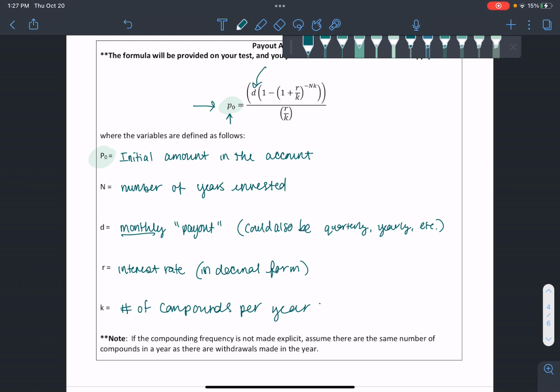It looks a little different. The formula itself looks a little different. But other than that, not that much different, right? So how do you know when to use what? How do you know when I'm doing a payout and when I'm doing a savings?